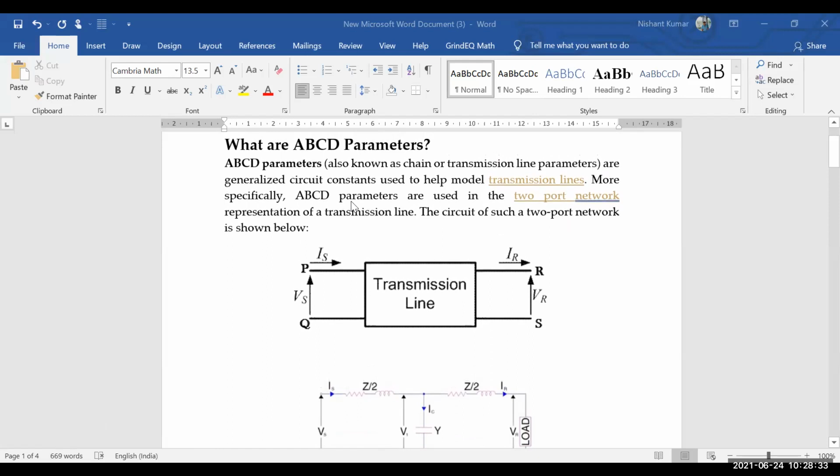Okay, so today's experiment will be on ABCD parameters. We'll do the hardware segment. In our laboratory, we have one particular model of T and pi type. So for that, we'll be doing this experiment.